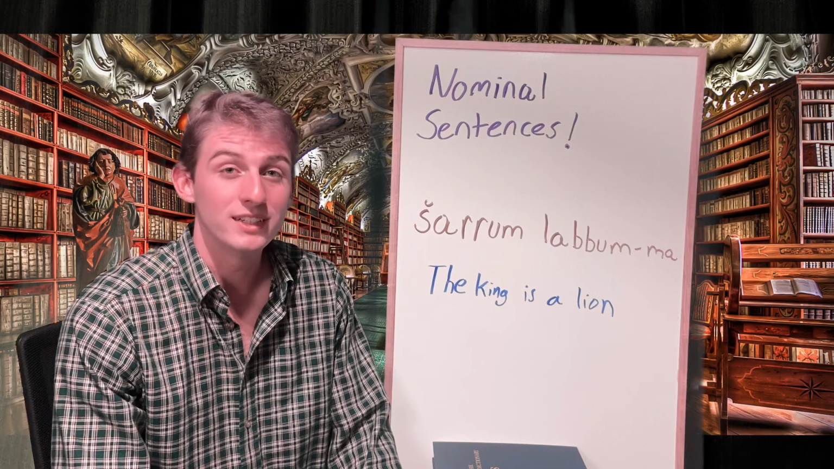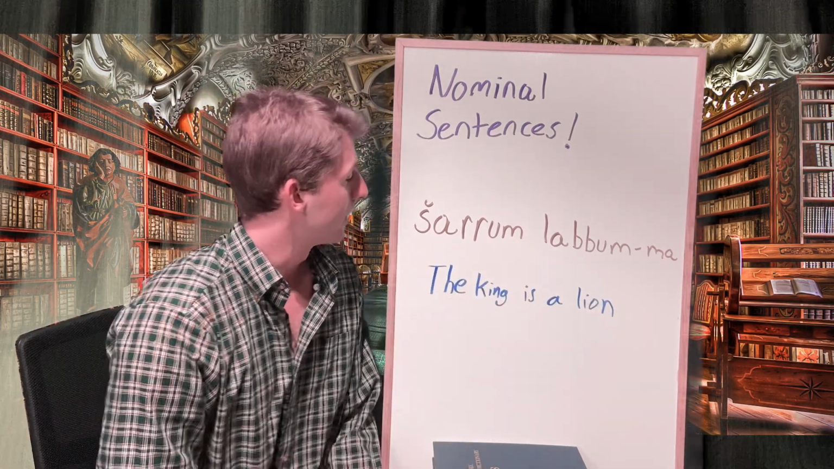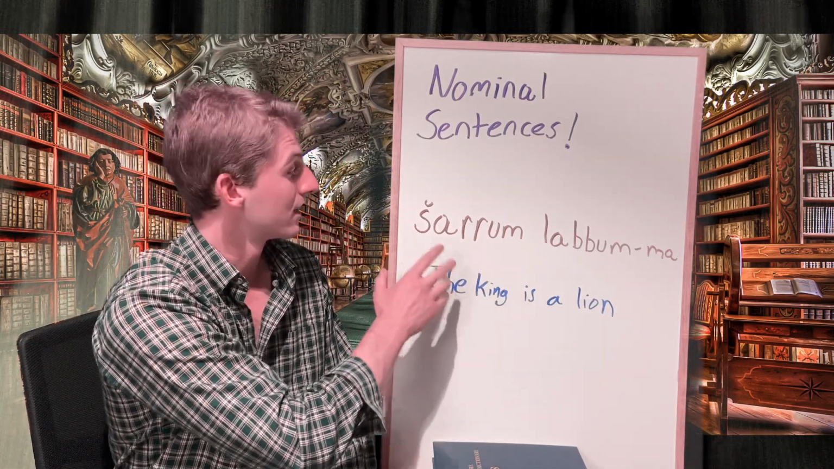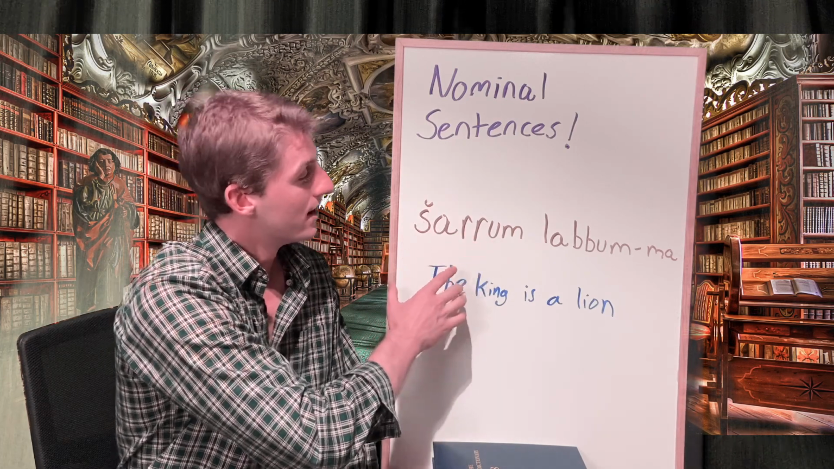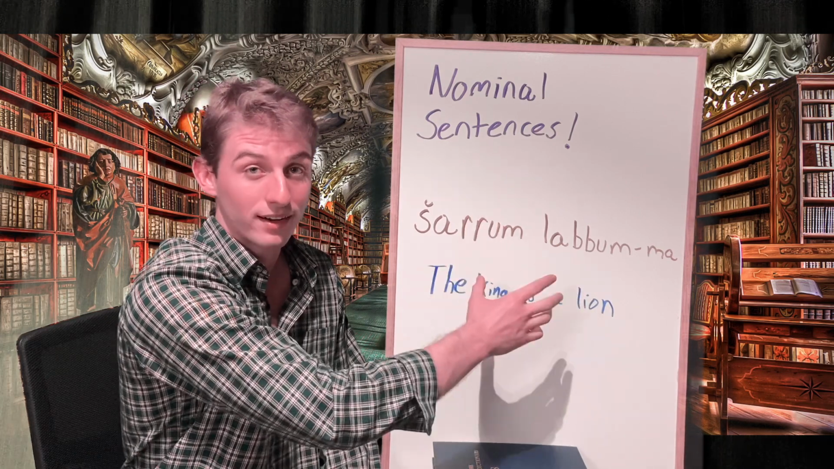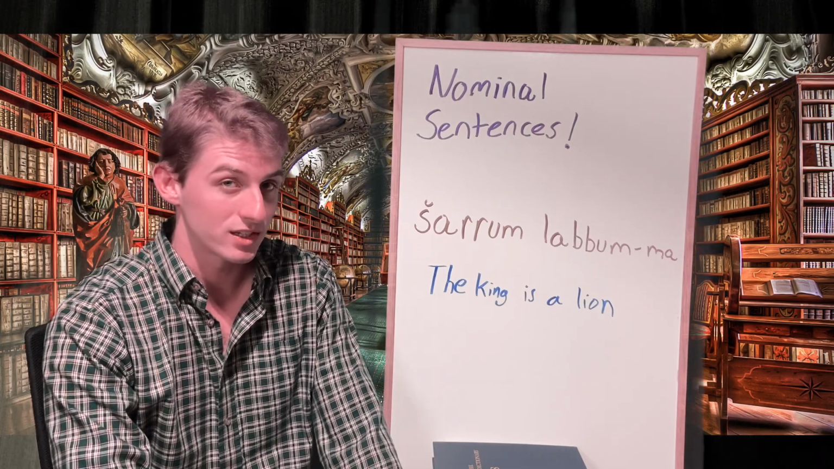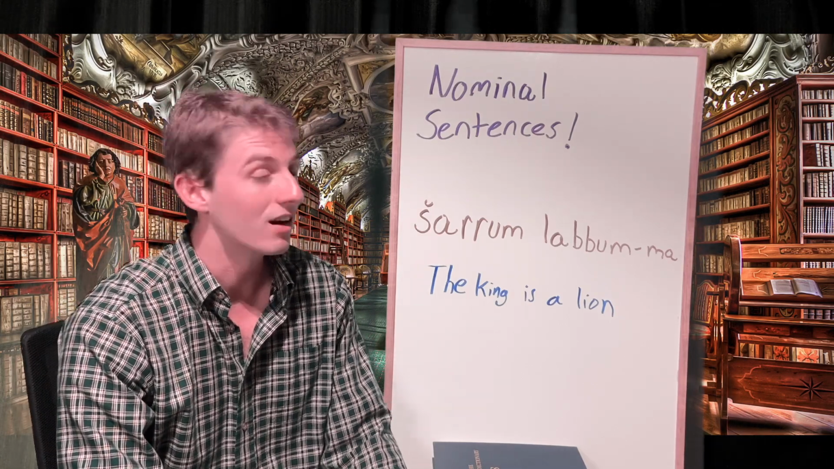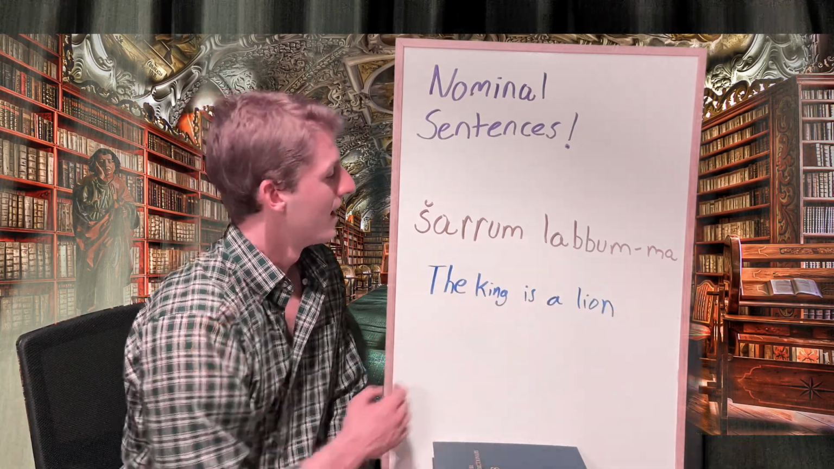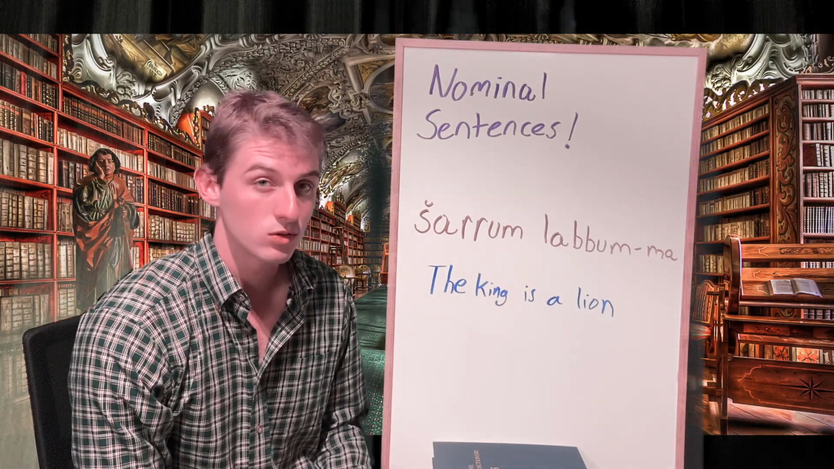So here's another example to demonstrate a nominal sentence. Sharum labum ma. So here we have the word sharum, which means king, and it again comes first, denoting that it's going to be the subject of our sentence. Next we have labum, which means lion, and since it comes second, we're going to translate it as our predicate. And again, last we have the particle ma, which is not going to be used in our translation, but simply denotes the end of the nominal sentence. So here we have our translation, the king is a lion. And you'll note that this verb is, which has been added, could also be translated as was or will be.